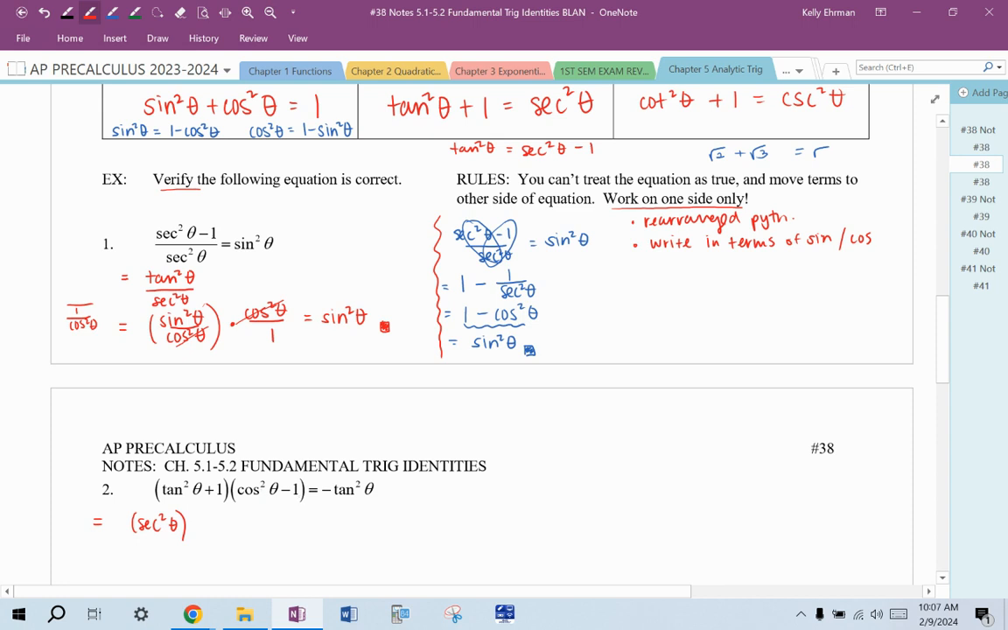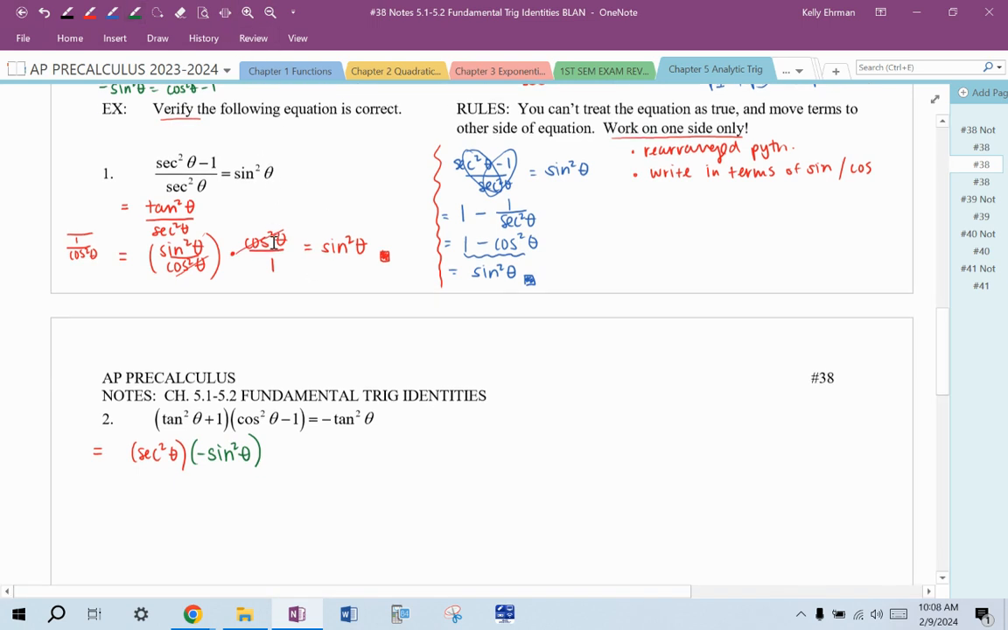Cosine squared minus 1. Now be careful with this. 1 minus cosine squared is sine squared. If the subtraction is in a different order, that's equal to negative sine squared. Negative sine squared would be distributing a negative through that, and you get cosine squared minus 1. So this is negative sine squared theta.